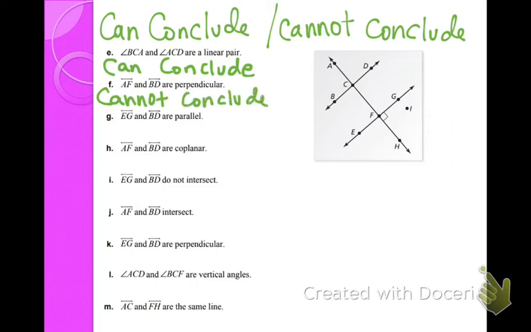Then it says EG and BD are parallel. What would be on this picture if they are parallel? The little triangles. Do we see any? No. So can we conclude? We cannot. Cannot conclude.